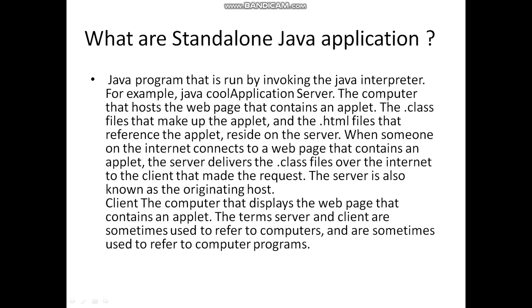What are standalone Java applications? A Java program that is run by invoking the Java interpreter. A Java application server is an example, the computer that hosts the web page that contains an applet. The class files that make up the applet and the HTML files that reference the applet reside on the server. When someone on the internet connects to a web page that contains an applet, the server delivers the class files over the internet to the client that made the request.